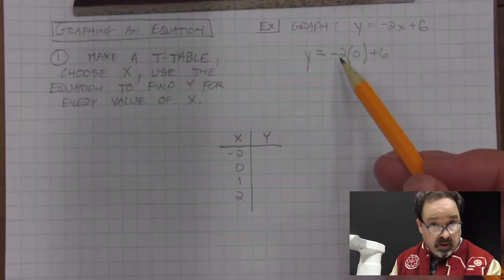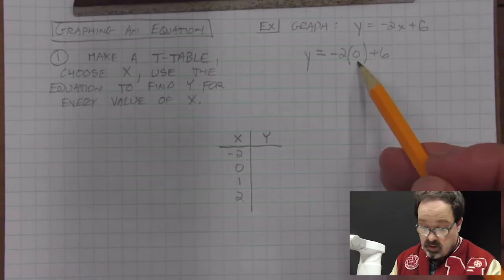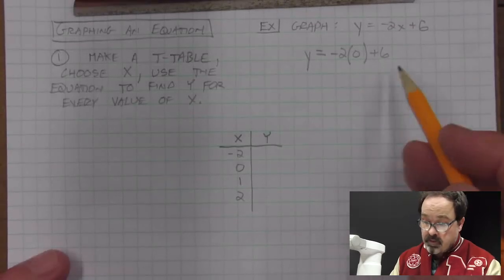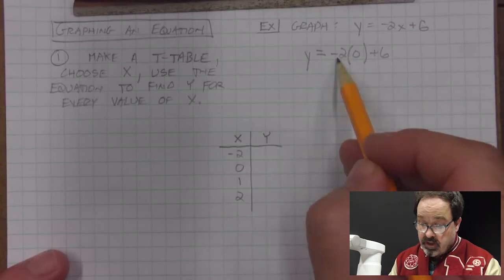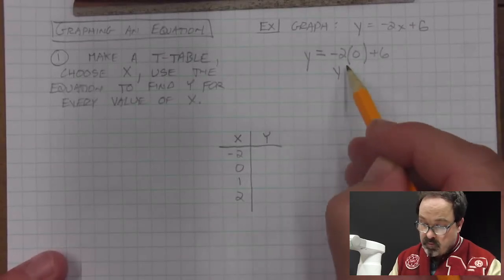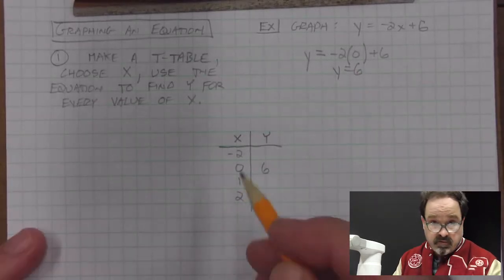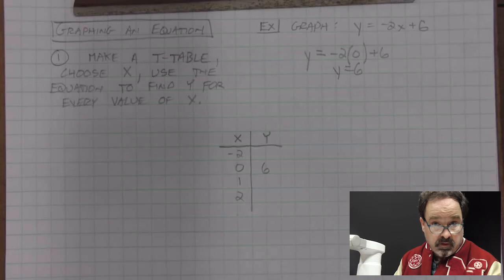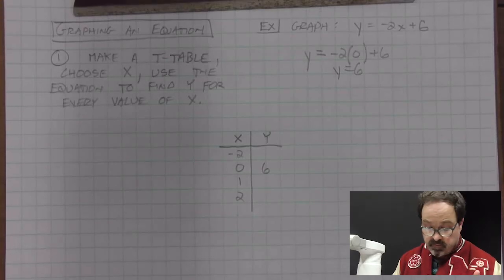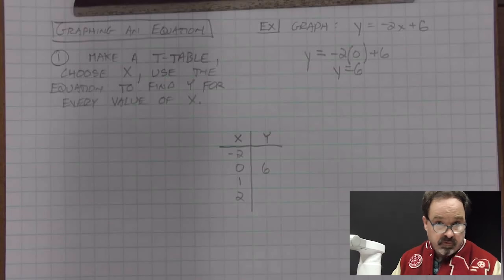I'm multiplying the negative 2 and this choice of x of 0. And then I'll add 6. So y is equal to negative 2 times 0 is 0, and then 0 plus 6 means y is equal to 6 when x is equal to 0. So that was one choice for x, and it led me to find the value of y for that choice.